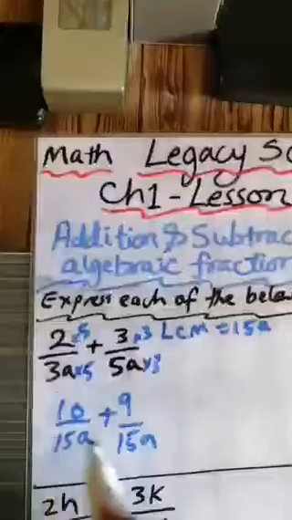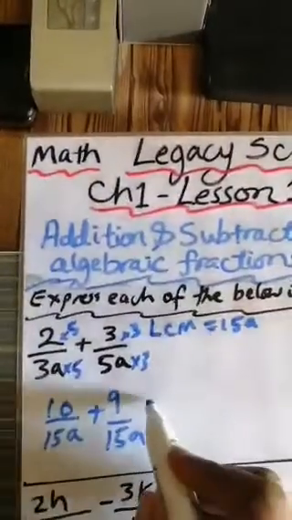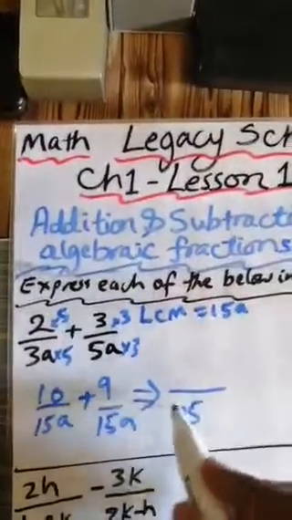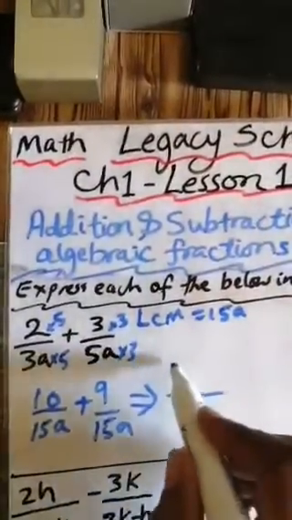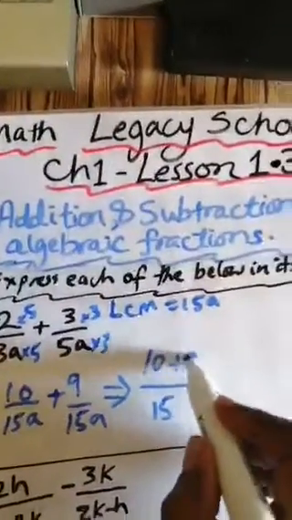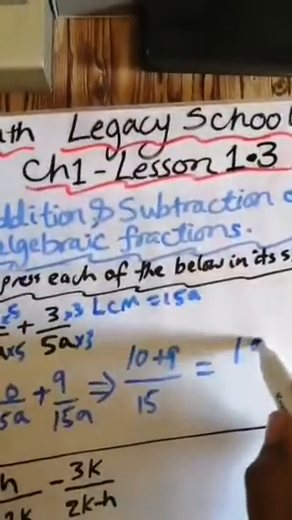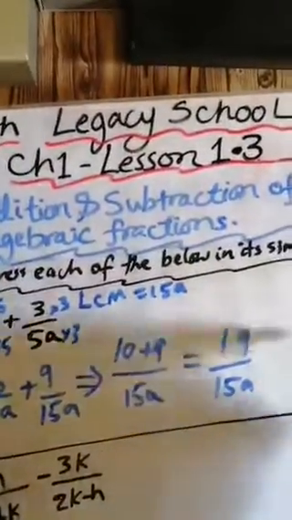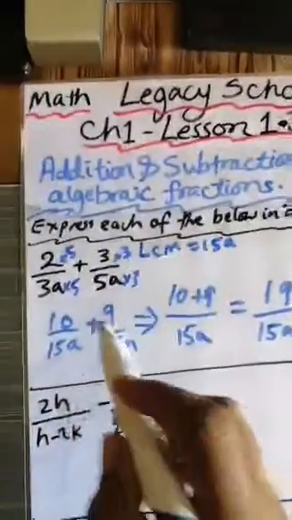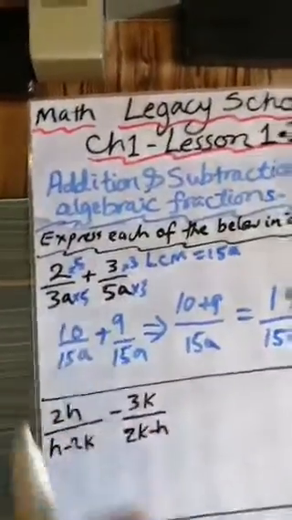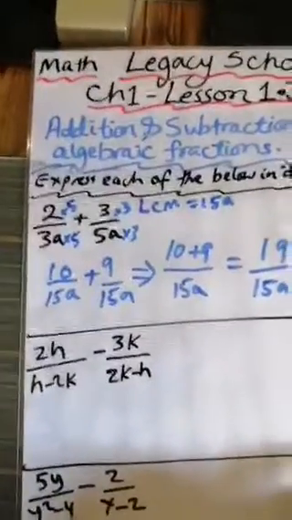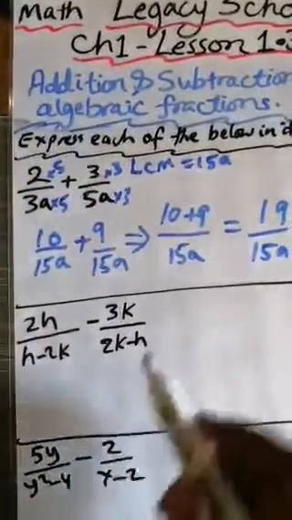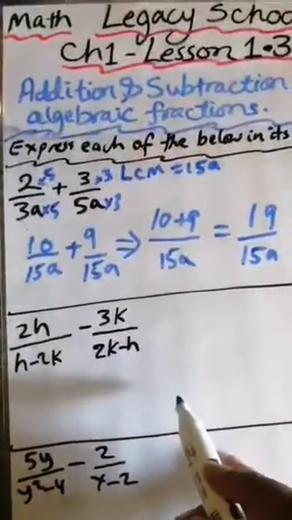Right now I have a common denominator, so I can easily join these two fractions into one and add the numerators. 10 plus 9 equals 19 divided by 15a. So the most important part here is to make sure that the denominators are equal. Okay, when we look at the second one, 2h over h minus 2k minus 3k divided by 2k minus h.